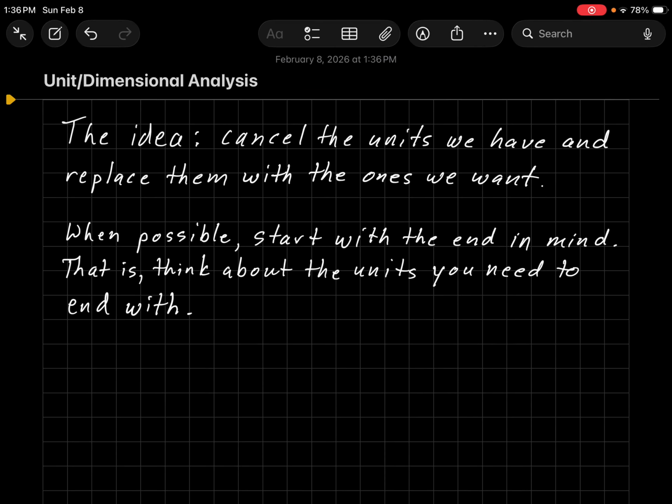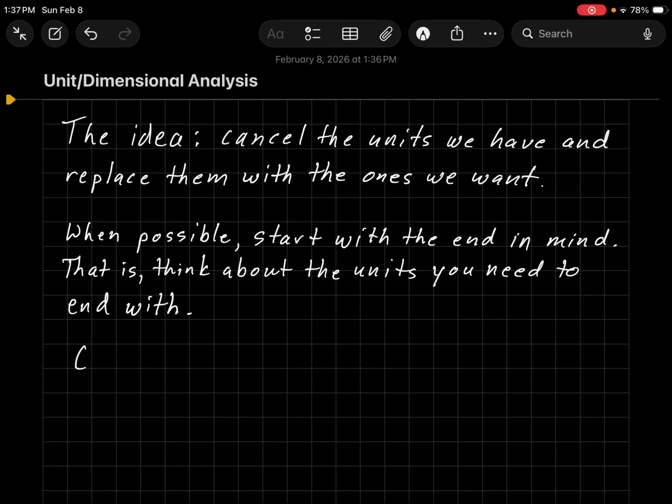In this video we're going to talk about unit or dimensional analysis, where the idea is that we want to cancel the units that we have and replace them with ones that we want. Whenever possible, I recommend that you start with the end in mind. That is, think about the units you need to end with. That often helps. Sometimes we can't, because it might be a complicated problem, but when possible I try to do that. So let's start with a simple example.